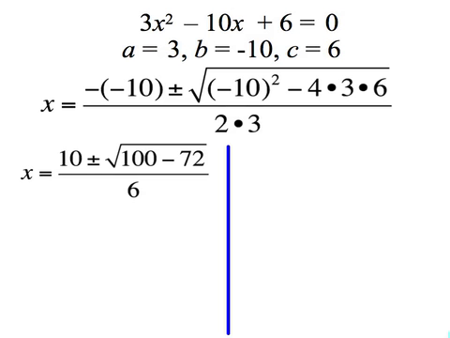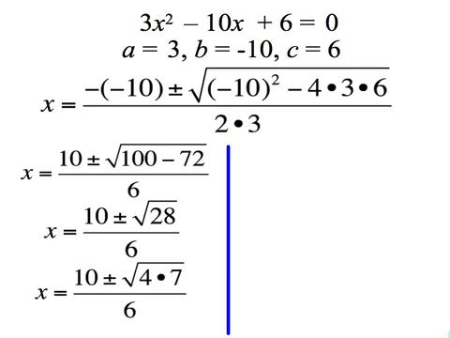-10 squared is 100, and 4 times 3 times 6 is 72. And our denominator is 2 times 3, which is 6. 100 minus 72 is 28. And now we're looking for a perfect square that goes into 28. That's 4, because 4 times 7 is 28. The square root of 4 is 2, so we remove the 2 from the radical, and we get 10 plus or minus 2 root 7 over 6.